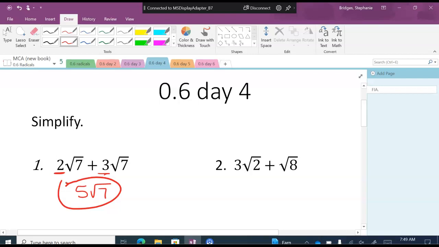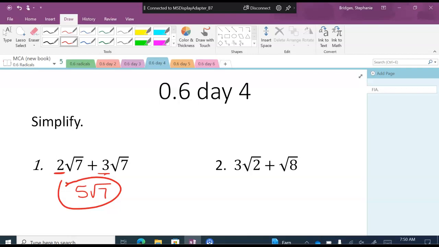Okay. So on the next one, I've got 3 square roots of 2 plus the square root of 8. Are those the same? No. So if they're not the same, the very first thing I want to try to do is see if I can simplify to turn them into the same thing. Sometimes you can, sometimes you can't. So start with the first one. Does the square root of 2 simplify at all? No. Okay. What about the second one?